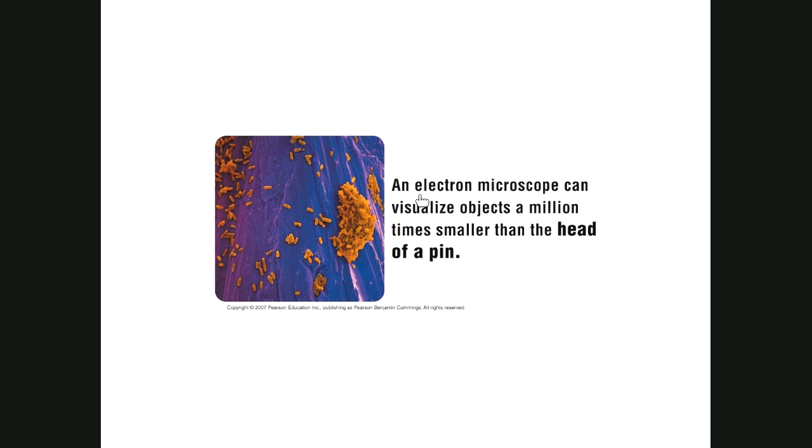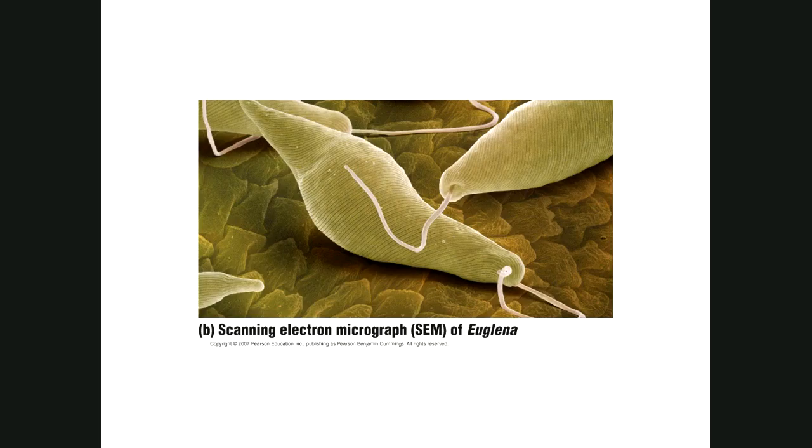Such as here it says an electron microscope can visualize objects 1,000,000 times smaller than the head of a pin. So they have extremely high magnification strength and therefore resolution. Here's that same little guy, that unicellular eukaryotic protist called euglena, but using a type of electron microscope called a scanning electron microscope. There's actually two types, a scanning electron microscope and a transmission, known as SEM and TEM.